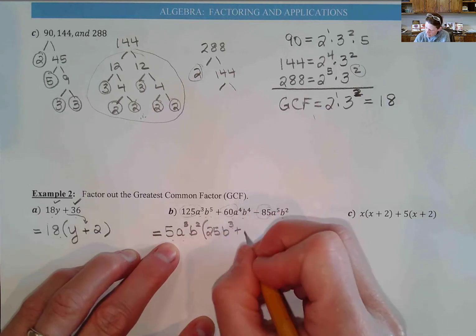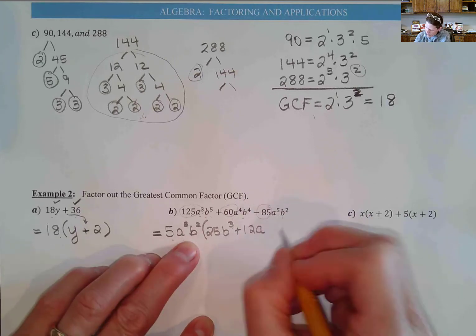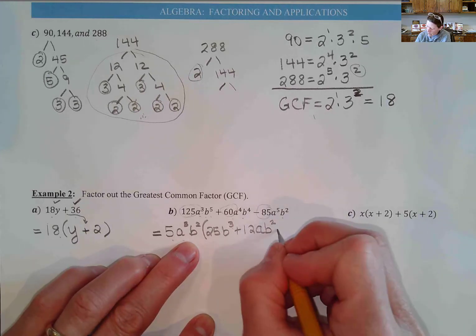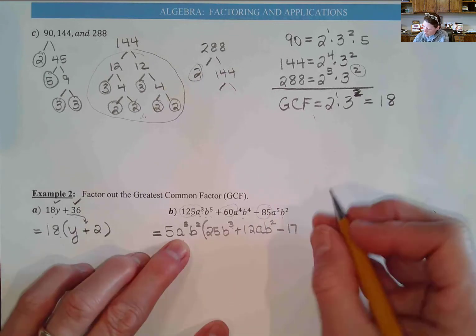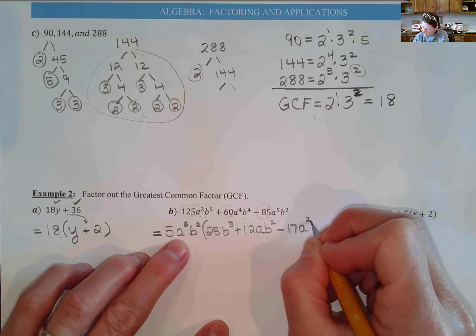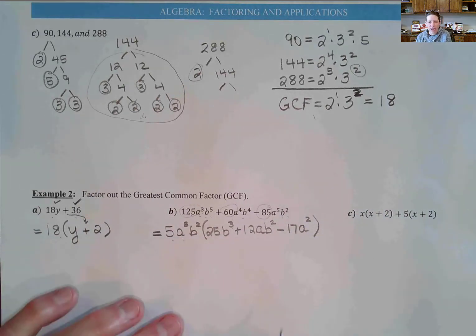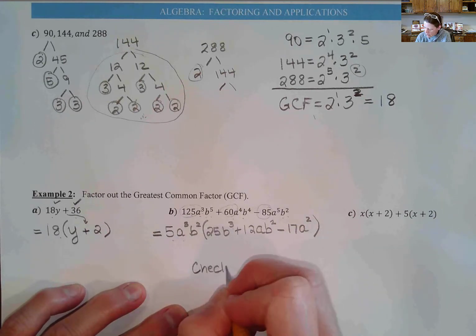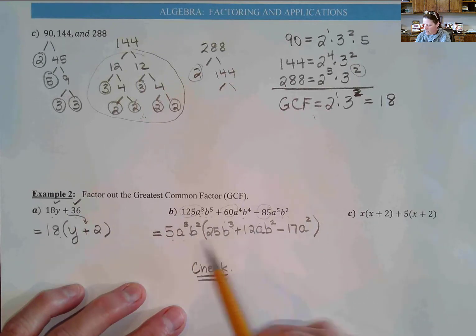Moving to our next term, 5 times 12 is 60. We need another a factor and 2 more factors of b. Last term, 5 times 17 is 85. We need 2 more factors of a, and we've got a sufficient number of factors of b. Again, remember that we can check all of our factorizations by simply multiplying back and making sure that we get that original expression.